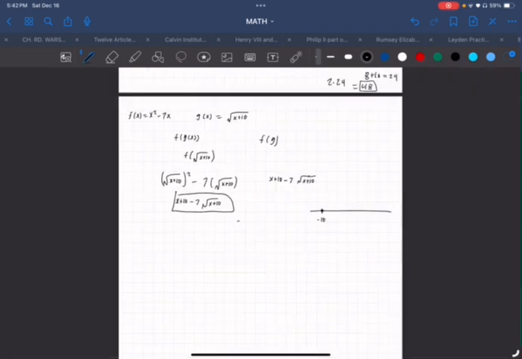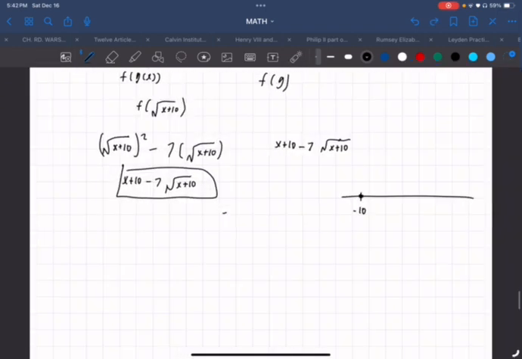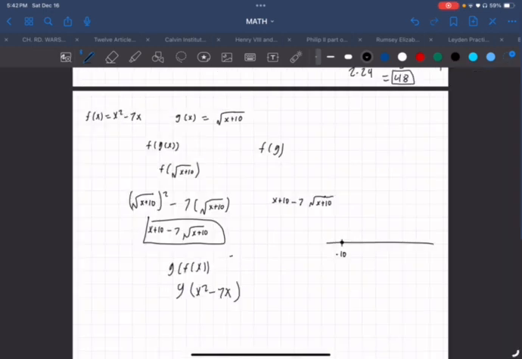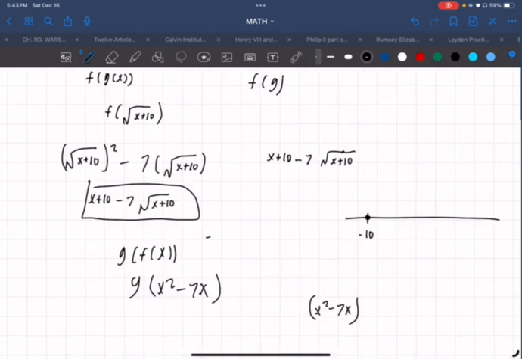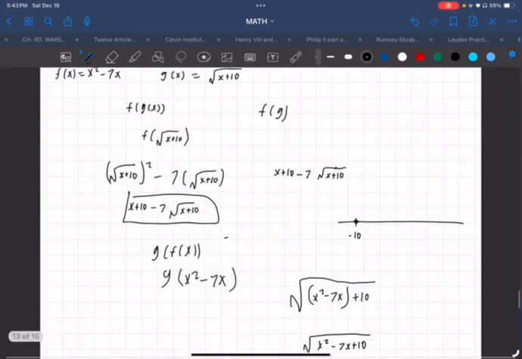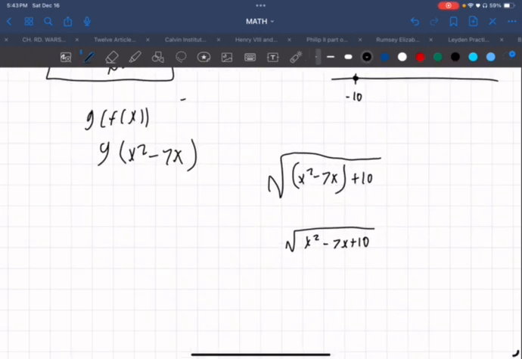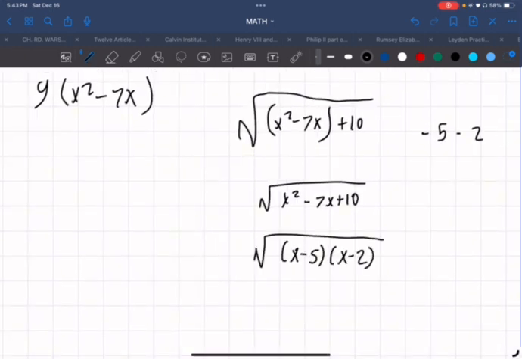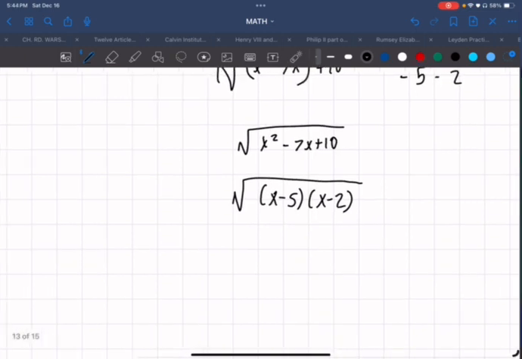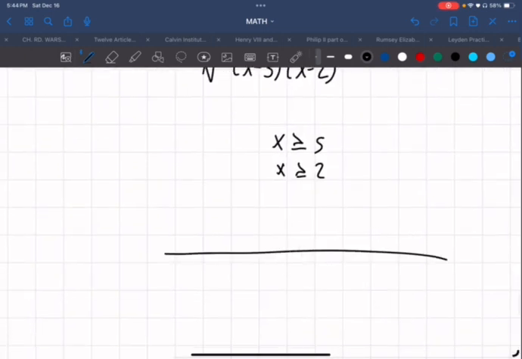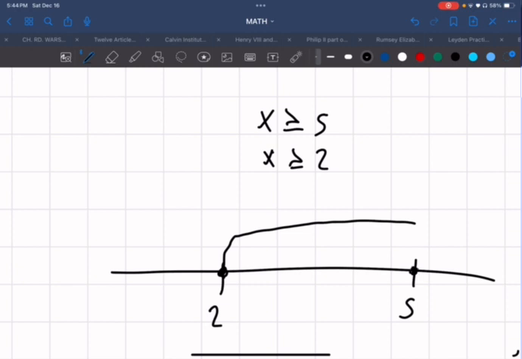Okay. So let's find the domain of g of f of x. So now you're finding out what it is. Oh, yes, find the domain of g of x. Okay. So g of x. Wait. Yes, I got two. And the domain. Okay. So x must be greater than or equal to 5. X must be greater than or equal to 2. That's one line. Here's 5. Here's 2. So x must be greater than or equal to 2. And x must be greater than or equal to 5.